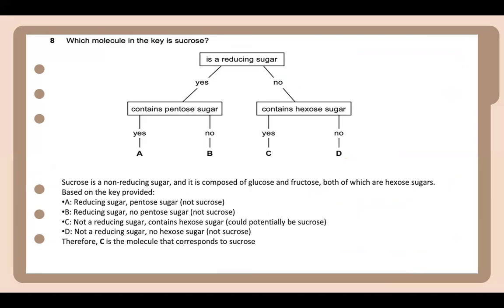Which molecule in the key is sucrose? Sucrose is a non-reducing sugar and it is composed of glucose and fructose, both of which are hexose sugars. Based on the key provided, A is not sucrose, B is also not sucrose, C could potentially be sucrose, and D is also not sucrose. So the answer is C, which is the molecule that corresponds to sucrose.